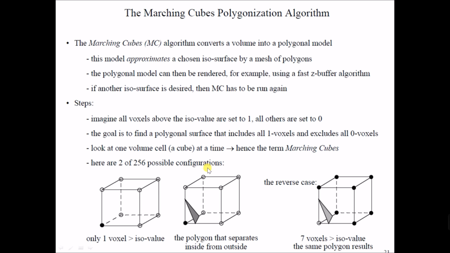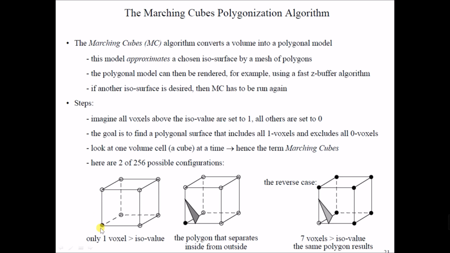So how does this work? Down here on the bottom left, you'll see each cell is made out of 8 voxels, or 8 samples. The value of each sample could be greater than the ISO value, or equal or less than the ISO value. You put the surface to separate the voxels that are below the ISO value from those that are above.